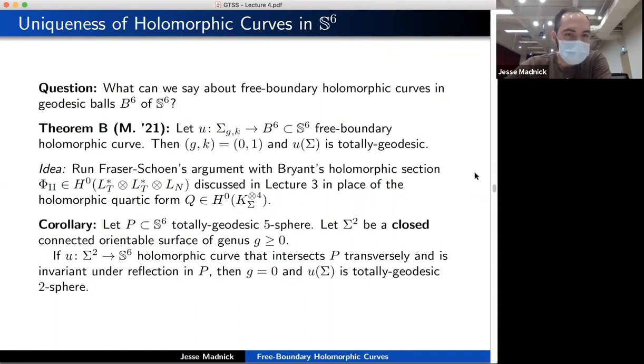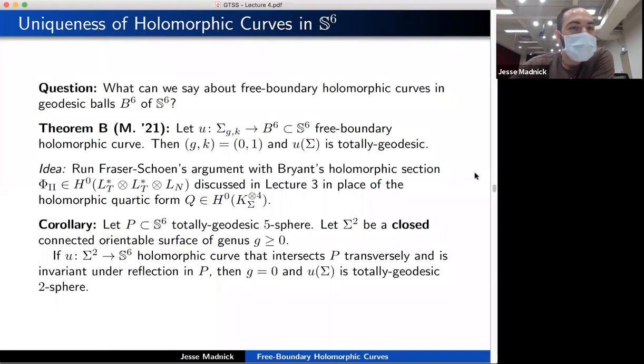And because holomorphic curves in the 6 sphere are the links of associative cones in R7, this implies, I'm not going to write it down here, it's in the paper, but this implies a directly analogous rigidity result for reflection invariant associative cones in R7. Right, so basically a reflection invariant associative cone, you have to say what you mean by reflection invariant, but a reflection invariant associative cone in R7 has to be a 3-plane. That's the sort of G2 geometric corollary of all this.